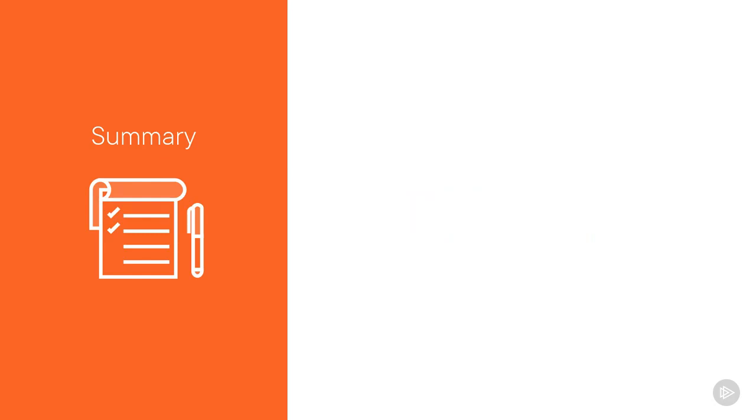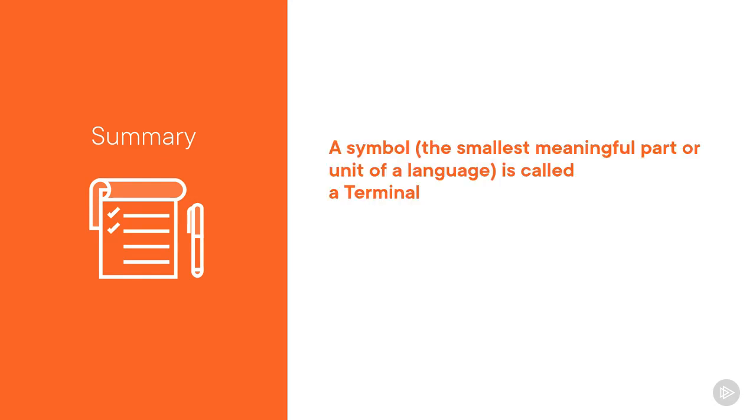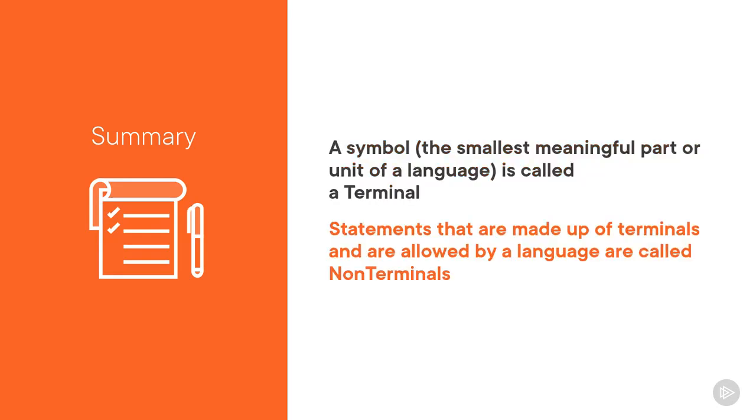Such a language can consist of terminal and non-terminal expressions. A symbol, which is the smallest meaningful part or unit of a language, is also called a terminal. Statements that are made up of terminals and are allowed by a language are called non-terminals.